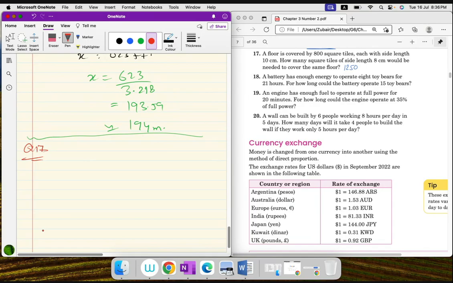Yes, sir. See, a floor is covered by 800 square tiles. This is that tile, and we have 800 such tiles, 10 centimeter by 10 centimeter each. So see, the area of this one tile will be 100 centimeter squared. Very good. So for one tile, I did this, and 800 into 100 is the total area.